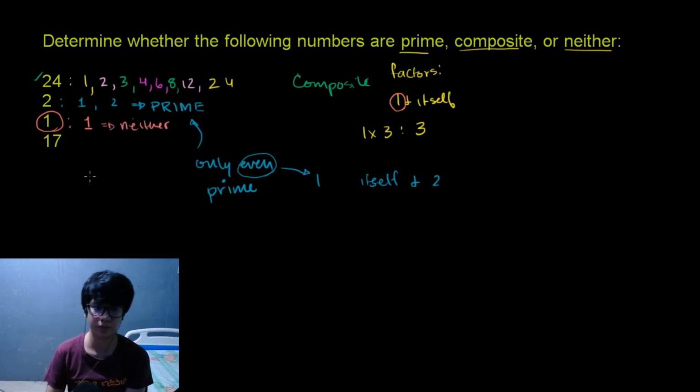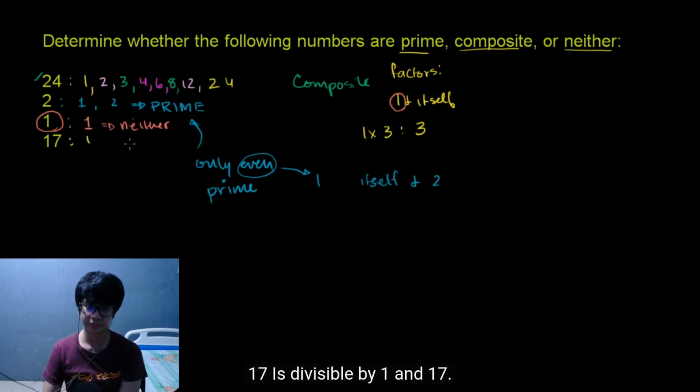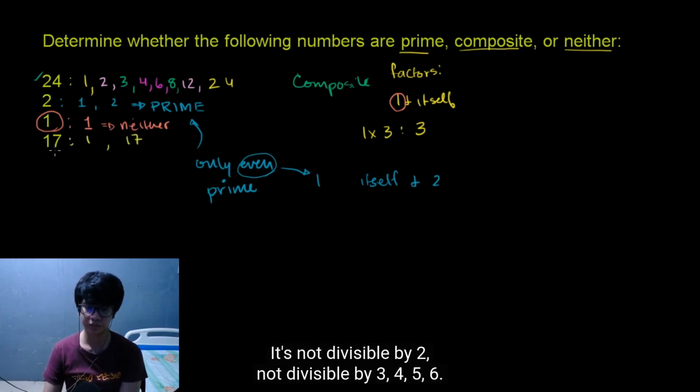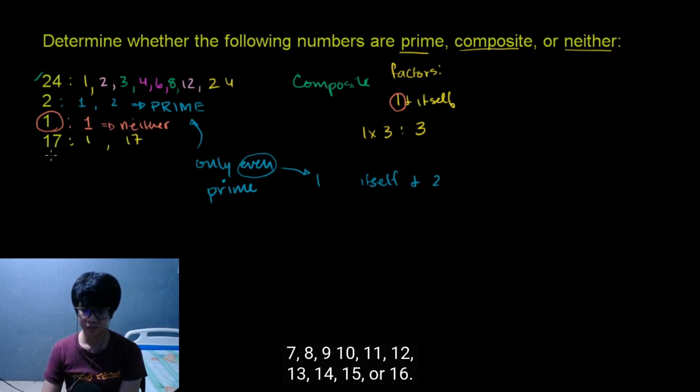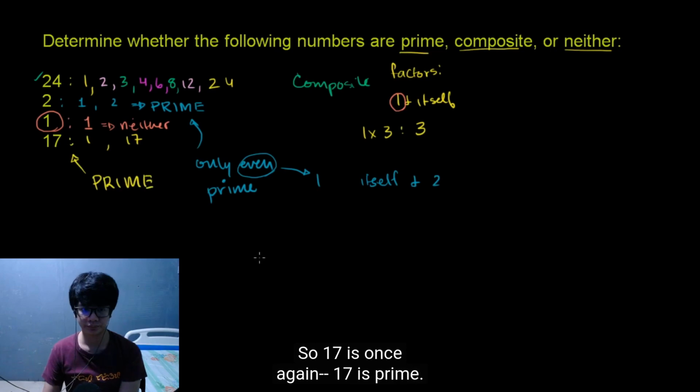And then finally, we get to 17. 17 is prime. 17 is divisible by 1 and 17. It's not divisible by 2, not divisible by 3, 4, 5, 6, 7, 8, 9, 10, 11, 12, 13, 14, 15, or 16. So it has exactly 2 factors, 1 and itself. So once again, 17 is prime.